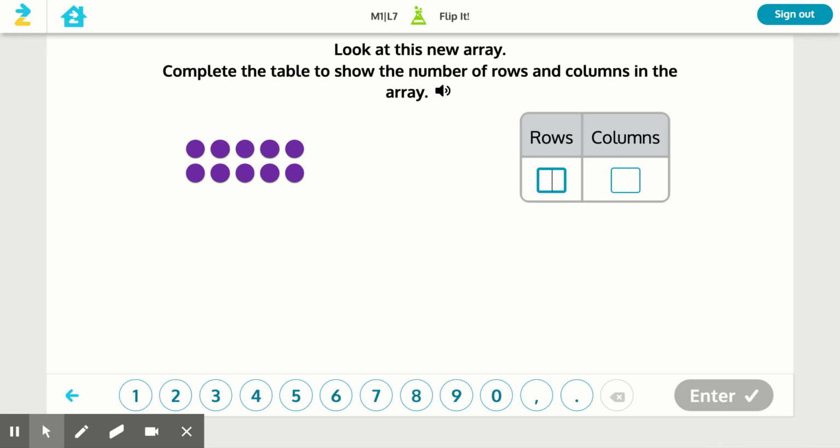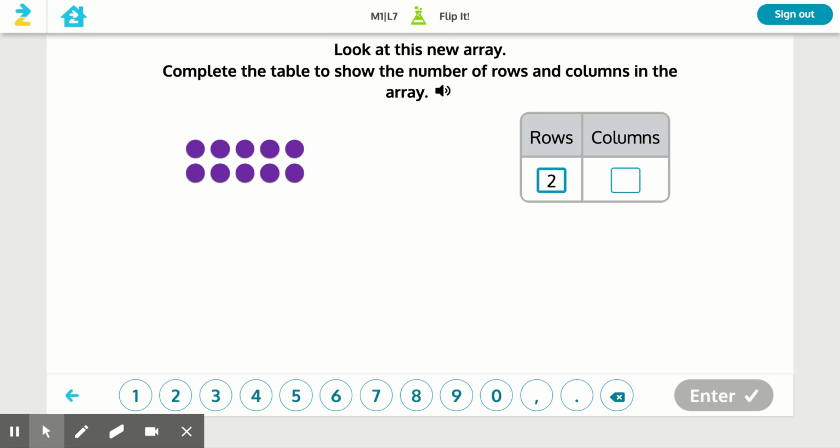All right, guys. And so let's take a look at this new array. We are going to complete the table, but we're going to complete it in parts. So let's start with the number of rows. In your Nearpod, please tell me how many rows you see. Did you say that you see 2 rows? We have 1 row, 2 rows. So there are 2 rows in this array.